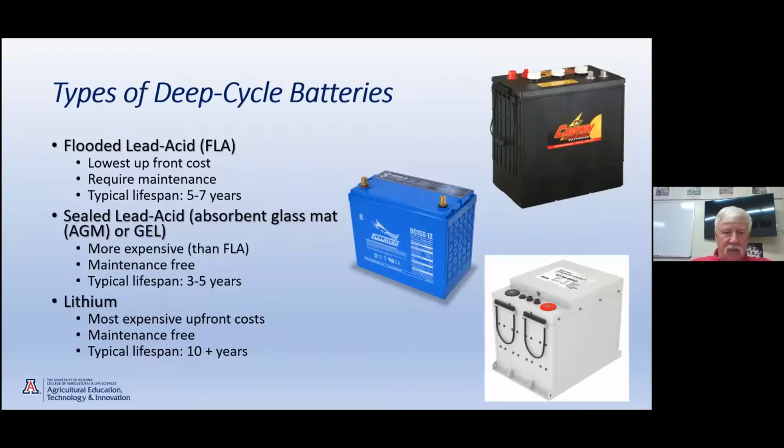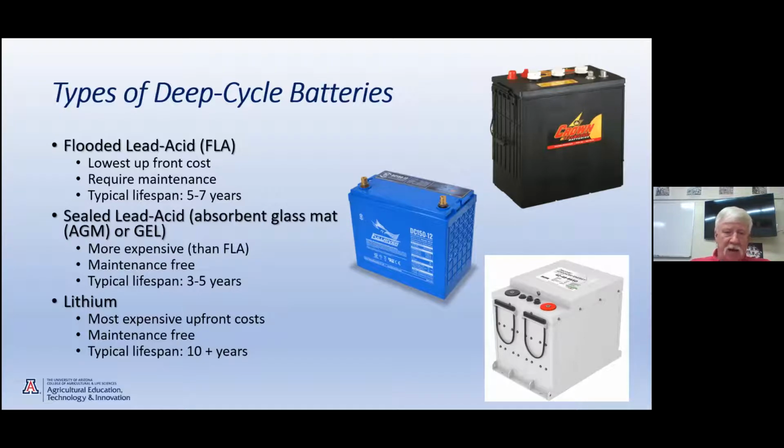So looking at different types of deep cycle batteries, the flooded lead acid has the lowest upfront cost and is the one that's most available out on the market. It's been around for one of the longest lengths of time. It does require maintenance, but the typical lifespan can be anywhere from 5 to 7 years. So again, we're talking about the most expensive part of our system. And if we're replacing batteries every 5 to 7 years, again, that can cost us quite a bit of money and again, time.